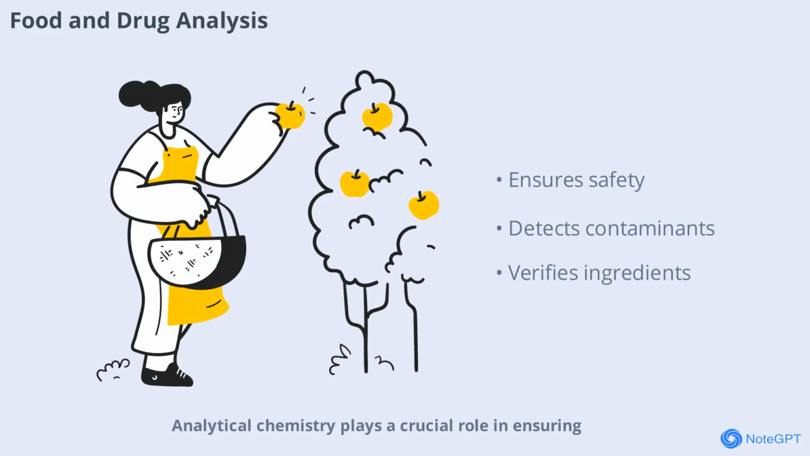Analytical chemistry plays a crucial role in ensuring the safety and quality of food and medicines. Techniques like chromatography and spectrophotometry are used to detect contaminants, verify ingredients, and measure nutrient levels. Regulatory agencies rely on analytical data to set safety standards and protect consumers. This field helps maintain public trust in the products we use every day.